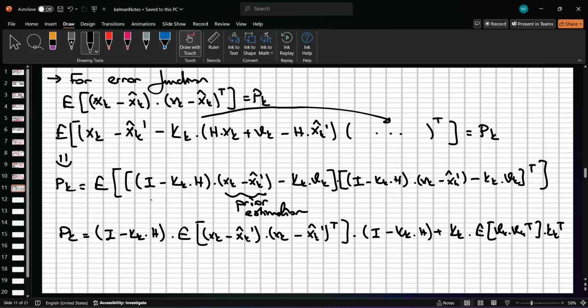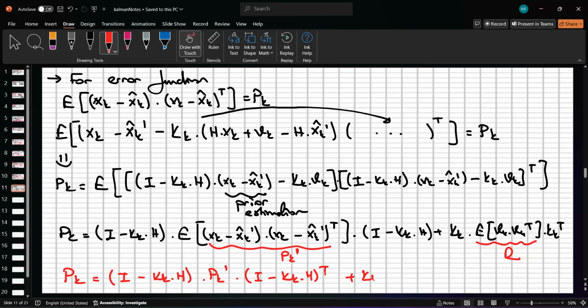And so, just remember the pk definition. The pk definition gives us xk minus xk hat, but this is the prior knowledge or the initial condition knowledge. And so we can assign this value pk hat, right? This is true because it's identical. And also see that this is equal to the R value. See the analogy of these terms? And then we can write the pk just like this one: I minus kk times h times pk prior knowledge times I minus kk h transpose, plus kk times R times kk transpose.